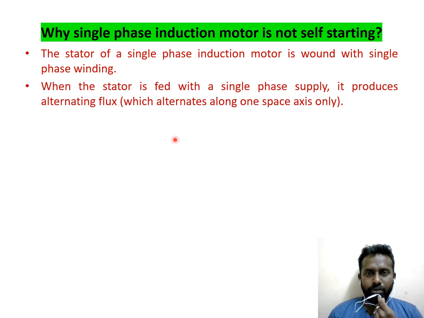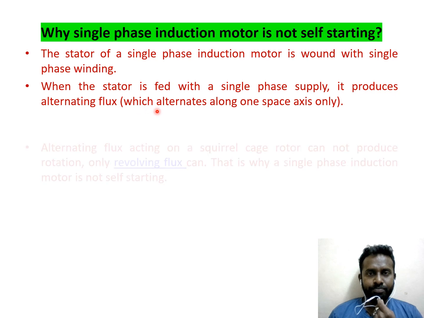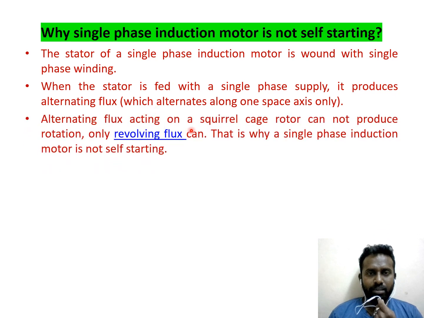When the stator is fed with a single phase supply, it produces alternating flux. Alternating flux acting on the squirrel cage rotor cannot produce rotating flux; only revolving flux can. That is why a single phase induction motor is not self-starting.